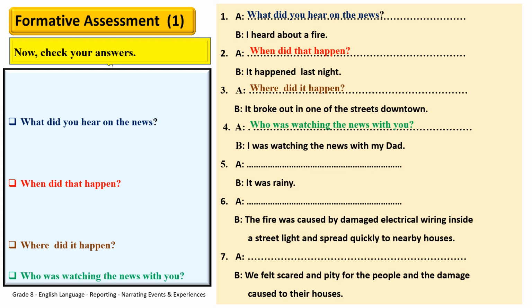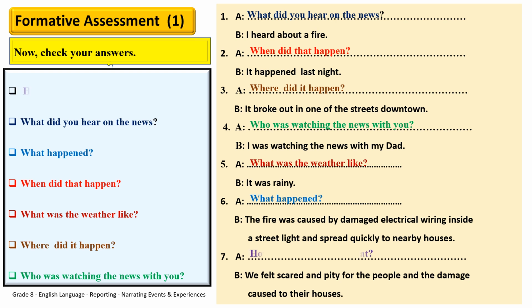4A. Who was watching the news with you? B. I was watching the news with my dad. 5A. What was the weather like? B. It was rainy. 6A. What happened? B. The fire was caused by damaged electrical wiring inside a street light and spread quickly to nearby houses. 7A. How did you feel about that? B. We felt scared and pity for the people and the damage caused to their houses.